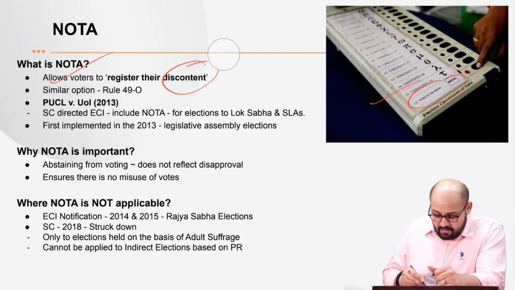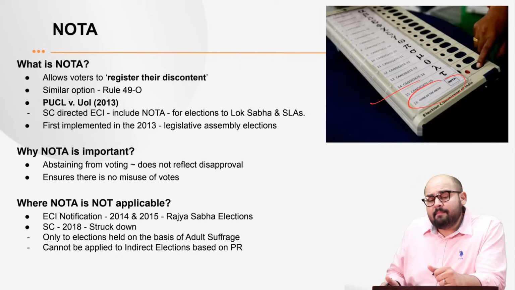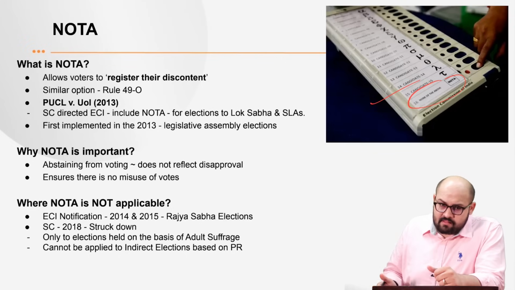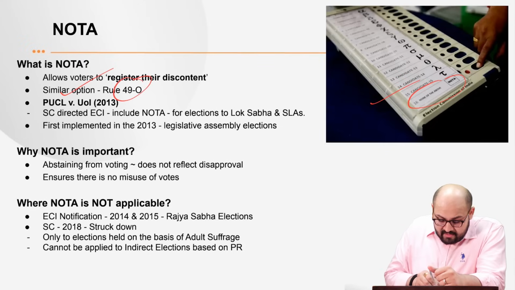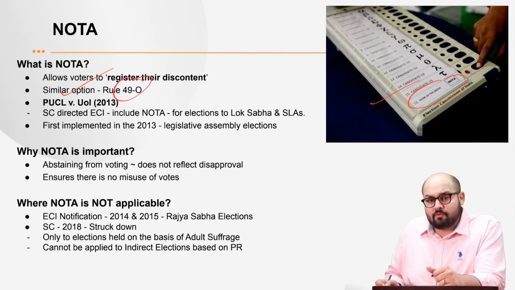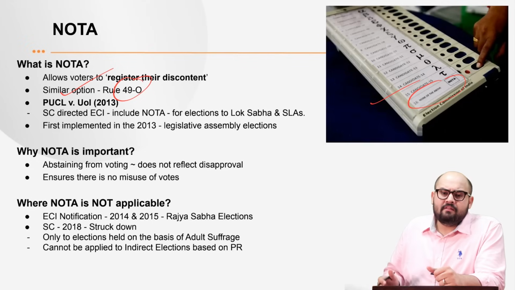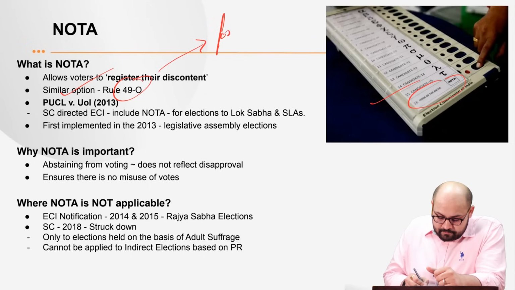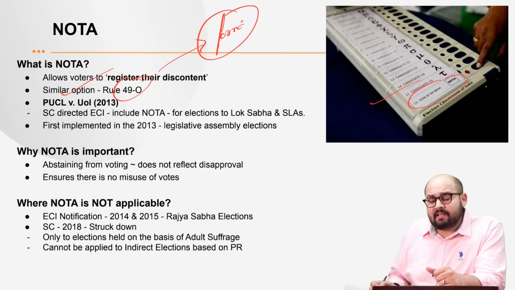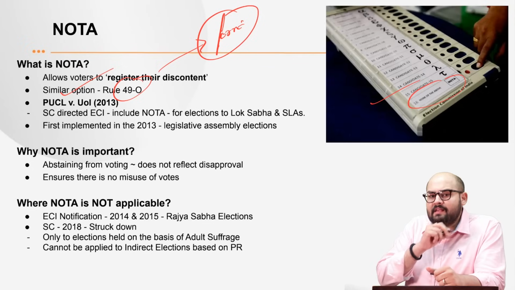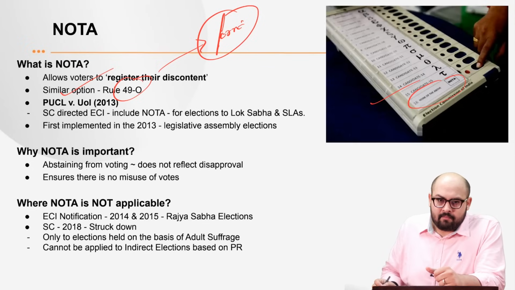Let's look into it. Was there any provision before that? Yes. There was a similar option under Rule 49O of the Conduct of Elections Rules, which said that if a person does not want to vote for any candidate, he should fill a form at the polling station. But the point of concern was that this compromised the secrecy of that particular voter.